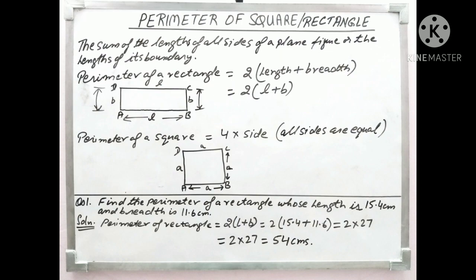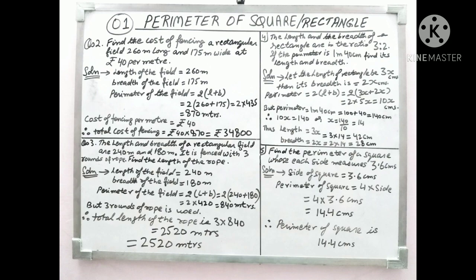Now one very important thing I wish to tell you all, that whenever we have questions on perimeter, it is the boundary of some figure. So mostly we will get questions like fencing. What is the cost of fencing? We put a fence around some figure, around the boundary. So these types of questions you will come across. Now see the second question. Find the cost of fencing a rectangular field 260 meters long and 175 meters wide at the rate of rupees 40 per meter.